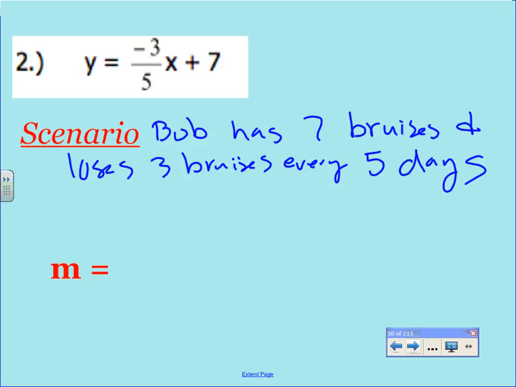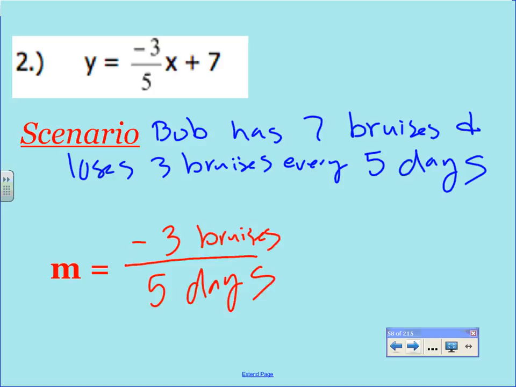Based on Brian C's example, what is the slope, but we need the labels? Brianna. Good, and should the 3 be positive or negative? Good, because you're losing, so negative 3 bruises for every 5 days. So negative 3 bruises over positive 5 days, which again is the same thing as negative 3 over 5. Any questions on making up a scenario with a fraction? Okay, I know I said this on Friday. Just remember, don't change that to a decimal. Leave it like a fraction.